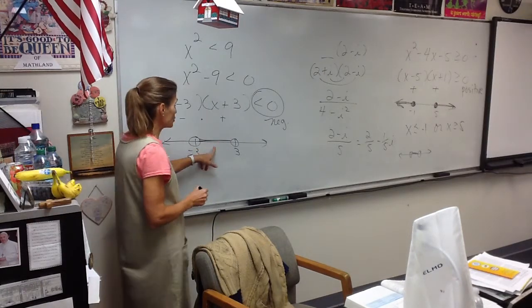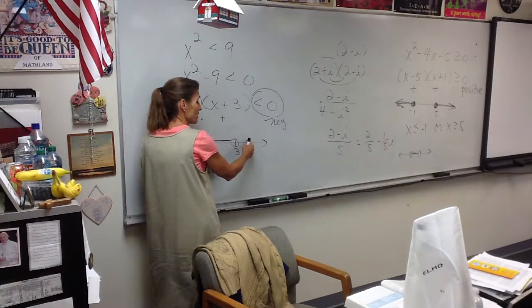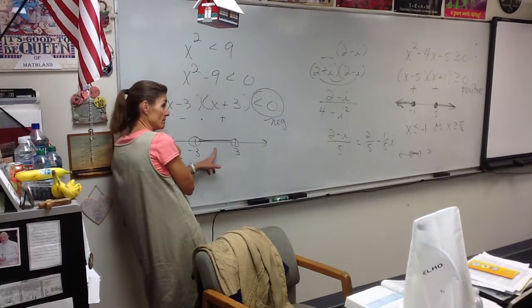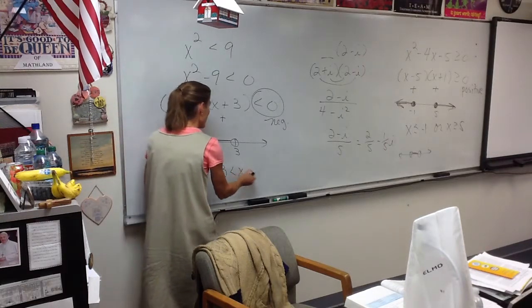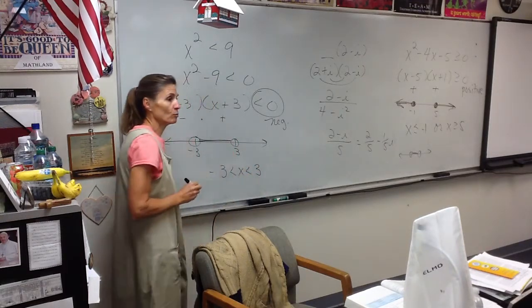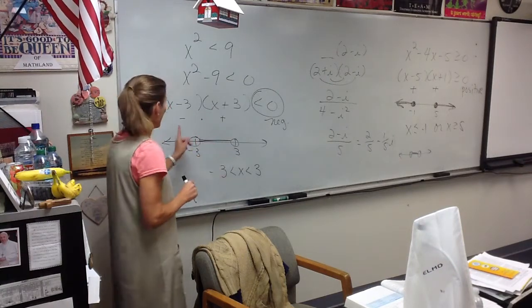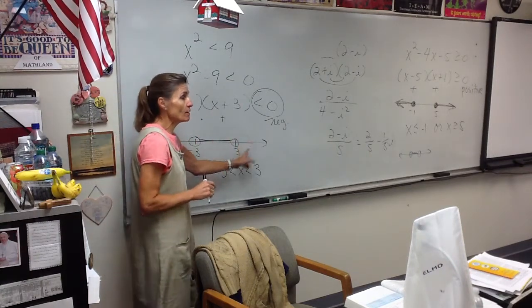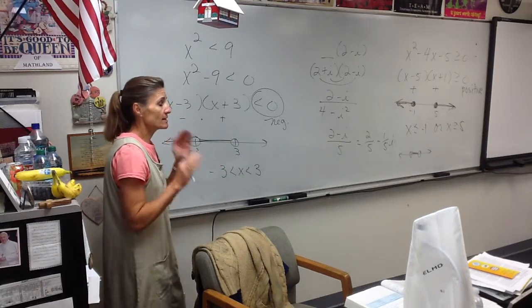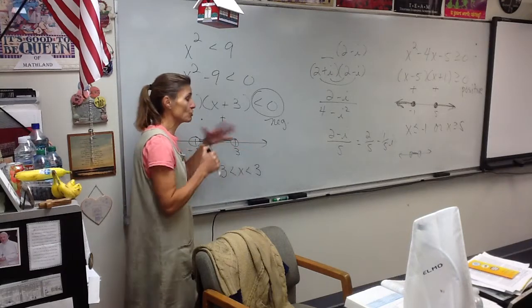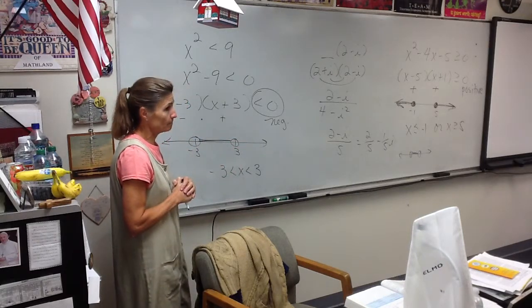Now, if that section works, what can you tell me about this section? It won't, and neither will this one. So the answer to the question is all the x's between -3 and 3. Now, if you are more comfortable checking every region, that's absolutely fine. If you want to check every section, you're just more comfortable with that, that's fine.